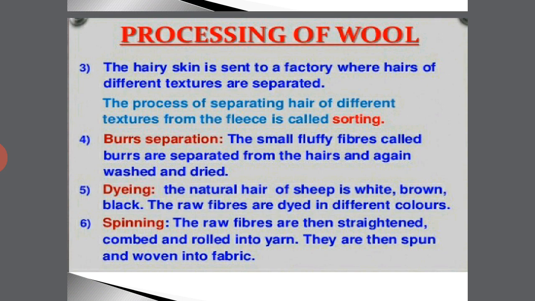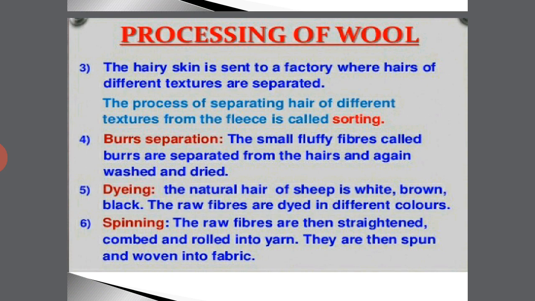Spinning. The raw fibers are then straightened, combed and rolled into yarn. They are then spun and woven into fabric. Okay, these were the 6 steps of processing of wool.